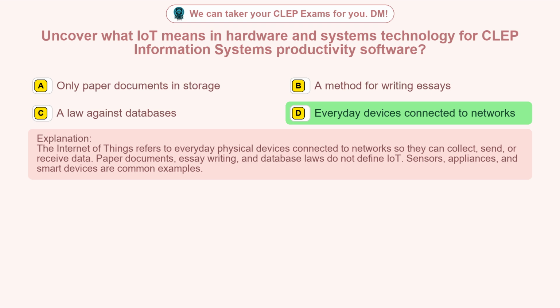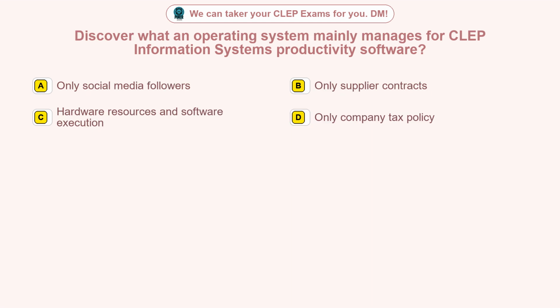The Internet of Things refers to everyday physical devices connected to networks so they can collect, send, or receive data. Paper documents, essay writing, and database laws do not define IoT. Sensors, appliances, and smart devices are common examples. Question 63. Discover what an operating system mainly manages for CLEP Information Systems productivity software.